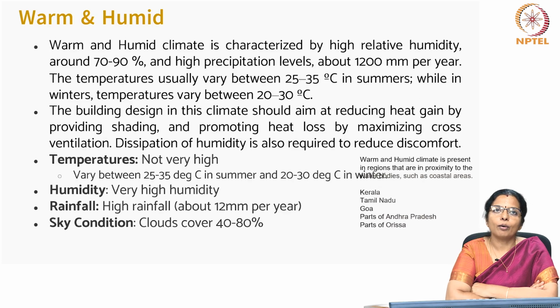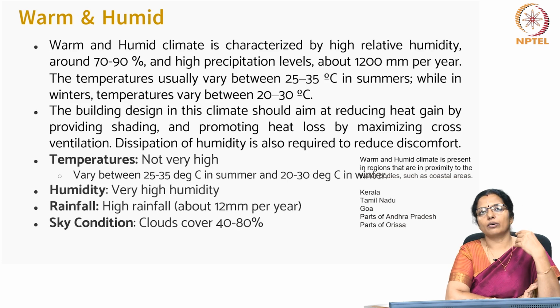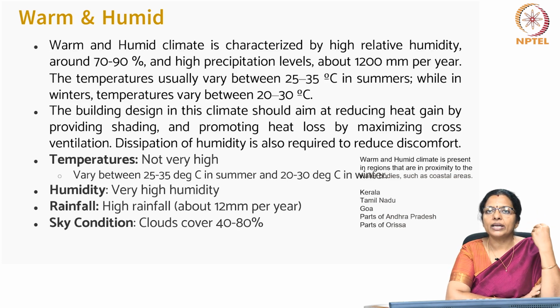Let us look at warm and humid climate. Warm and humid climate is characterized by high relative humidity, which is around 70 to 90%, and high precipitation levels, which is about 1200 millimeters per year. The temperatures usually vary between 25 to 35 degrees centigrade in summers, while in winters the temperature varies between 20 to 30 degrees centigrade. So what happens is the temperature is high and the humidity is also high.